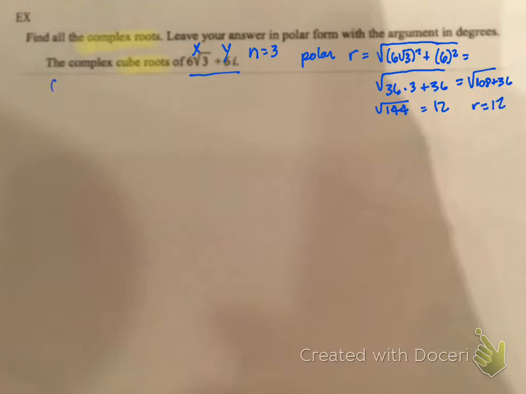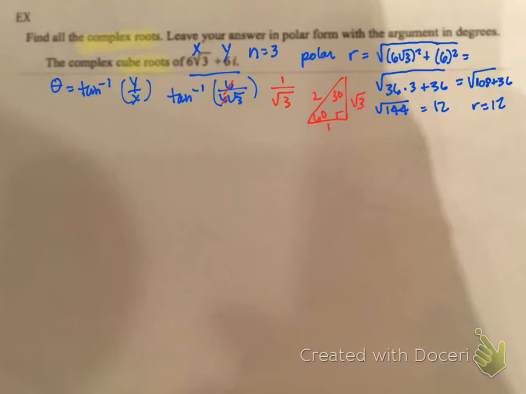Okay, we also need theta. So theta is equal to the inverse tangent of y over x. So if I plug and play, I get inverse tangent of y, which is 6 over 6 radical 3. The 6's cancel. So I'm looking for 1 over radical 3. If I look to the triangle, 30, 60, 90, I will see that I'm looking for opposite over adjacent. What angle works with that? 60 degrees.